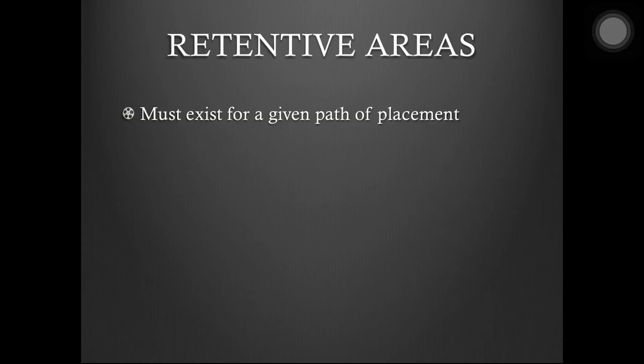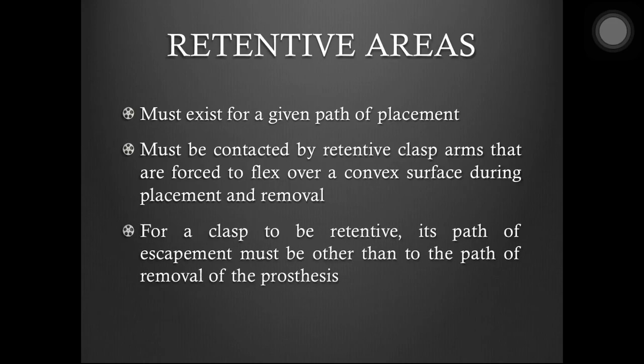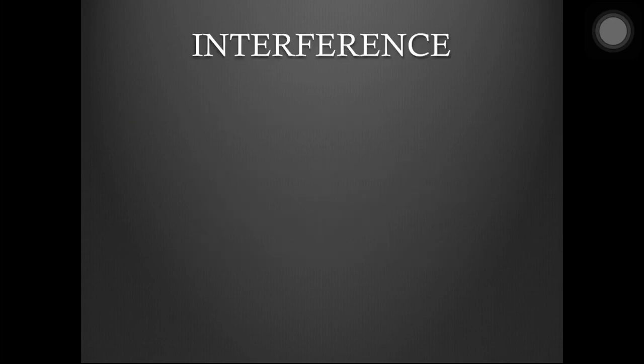Next step is the measurement of retentive areas where the extracoronal clasps will be provided. They must exist for a given path of placement, and they must be contacted by retentive clasp arms that are forced to flex over a convex surface during placement and removal. For a clasp to be retentive, its path of escapement must be other than the path of removal of the prosthesis. Tension can be obtained by changing the path of placement to increase or decrease the angle of cervical convergence and alter the flexibility of the arm.